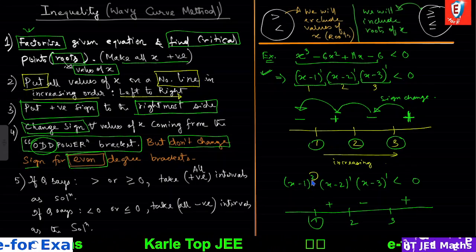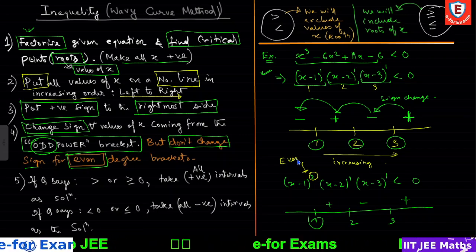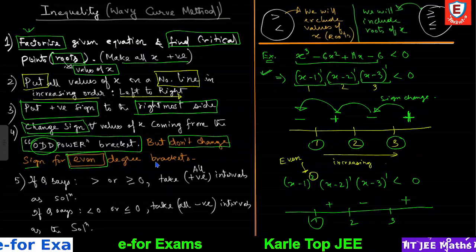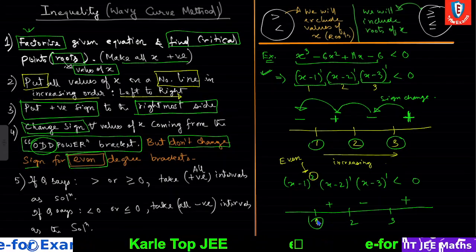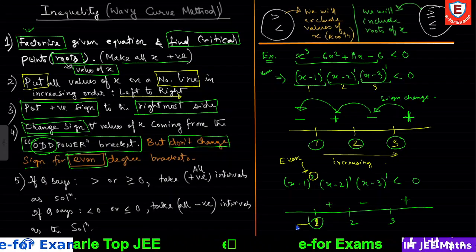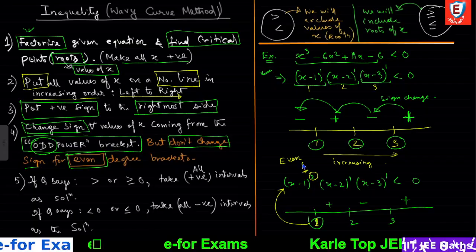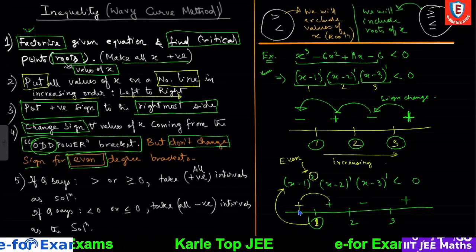Here the sign is even. So don't change sign for even degree bracket. Here it is even. 1 comes from this bracket, right? What is the power of this bracket? 2. 2 is even. So sign will not be changed. It will remain as plus.